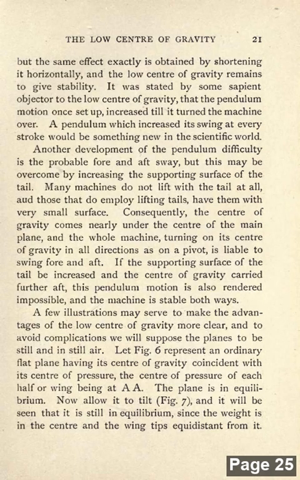Consequently, the center of gravity comes nearly under the center of the main plane, and the whole machine, turning on its center of gravity as a pivot, is liable to swing fore and aft. If the supporting surface of the tail is increased and the center of gravity carried further aft, this pendulum motion is also rendered impossible, and the machine is stable both ways.